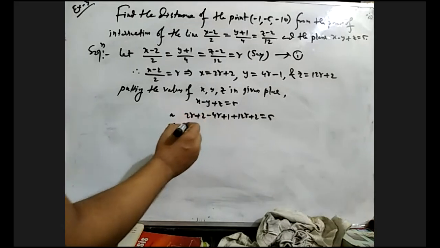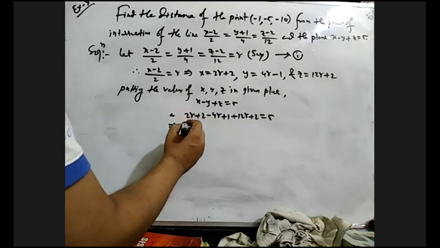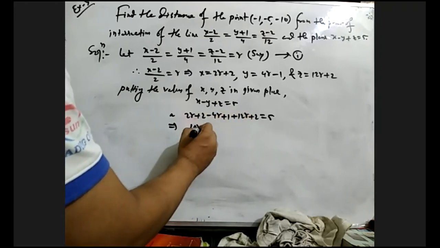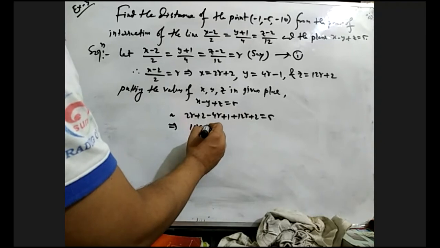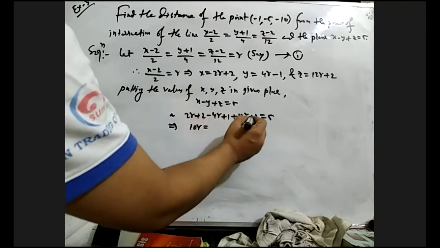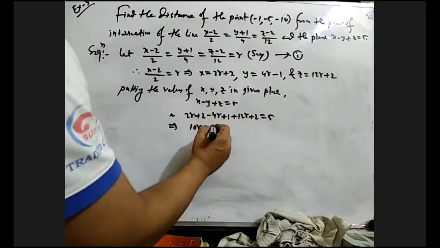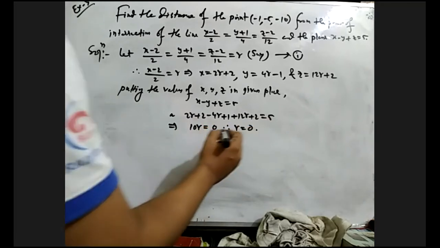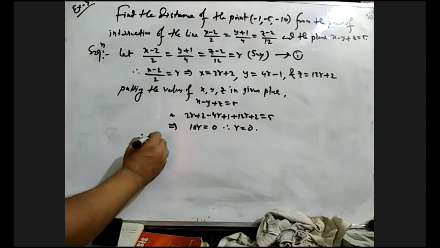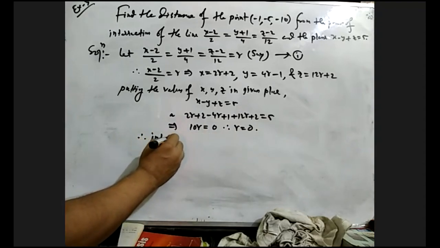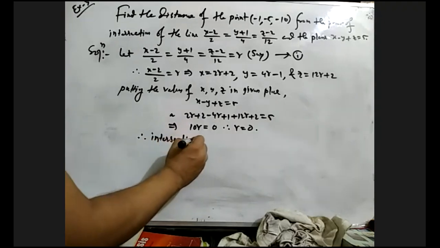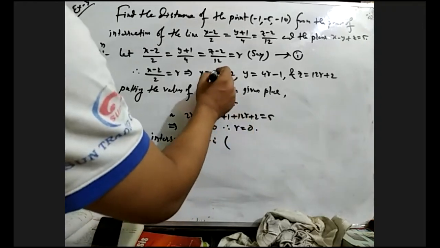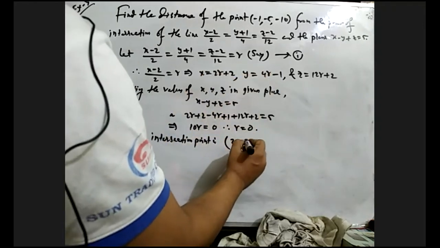So from this, we get 2r, 12 or 14r, 14r minus 4r is 10r. 10r equals 2 and 2 is 4, plus 1 is 5. That means 5 minus 5, which is 0. Therefore r equals 0. Therefore, the intersection point: just putting the value of r in x, y, z, we get 2 comma minus 1 comma 2.